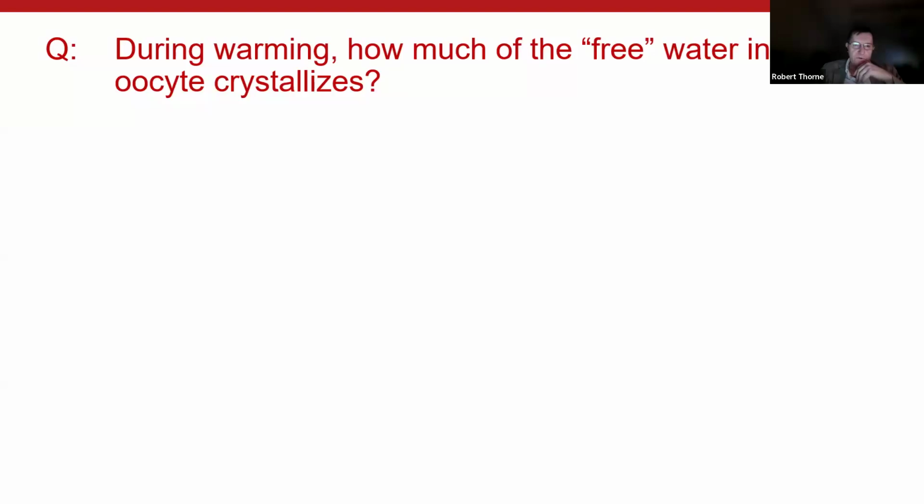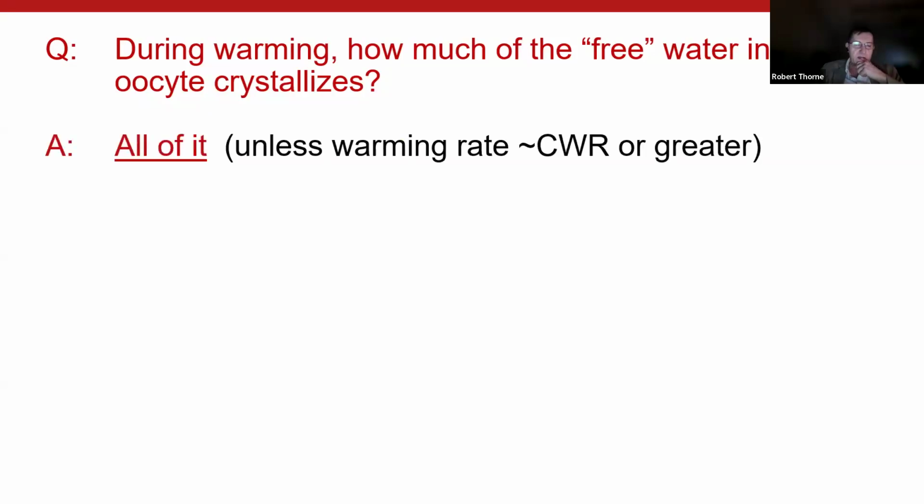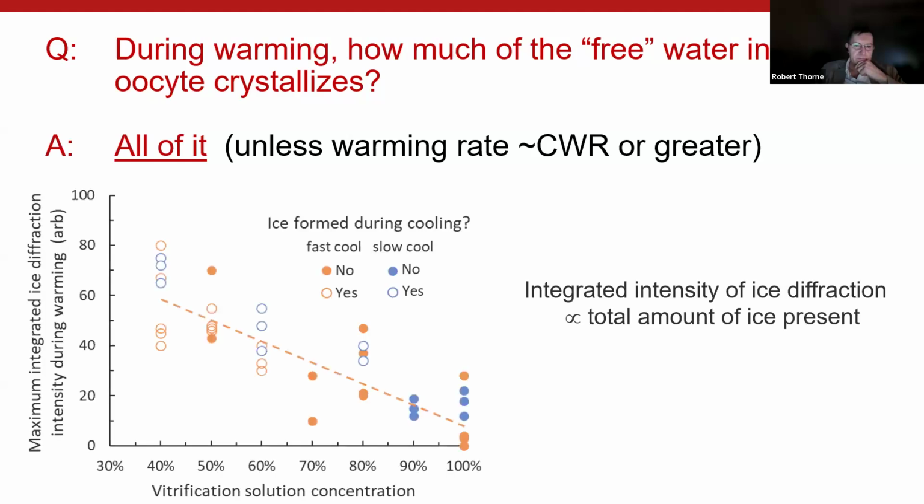So you can repeat that for different cryoprotectant concentrations. And what we find is that generally, if you see ice forming during warming, all of the water, all of the free water in the cell is crystallizing. It's not like you're just getting a few percent. That's mainly because you go from having a few percent to having the whole thing in a very narrow range of cooling rates or CPA concentration. So it's just hard to hit a sweet spot where it doesn't all go.